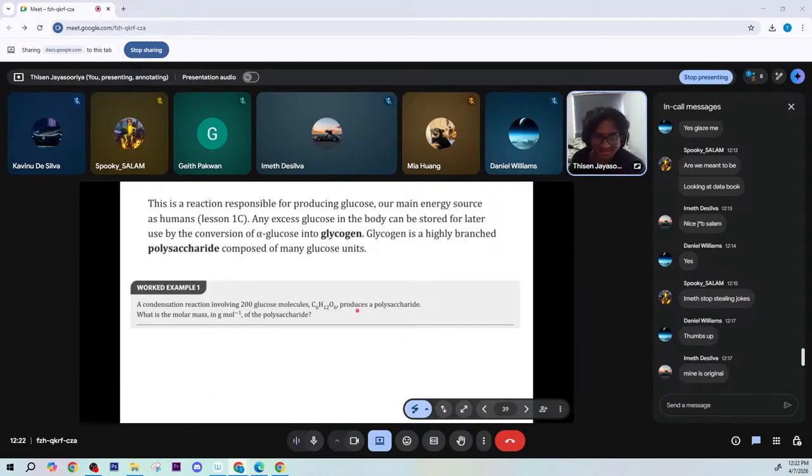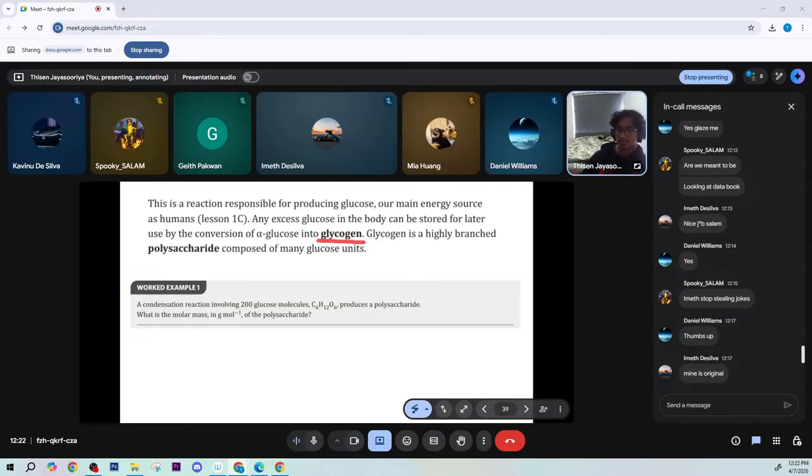So oh yeah, this is a fun one. Here, this is a reaction responsible for producing glucose. Here they've added glycogen to the data book. And I'm guessing they want you to understand that excess sugar or excess glucose in the body is converted into glycogen for storage. Now you don't need to know the name of the process. I know the name of the process, but you don't need to know it.